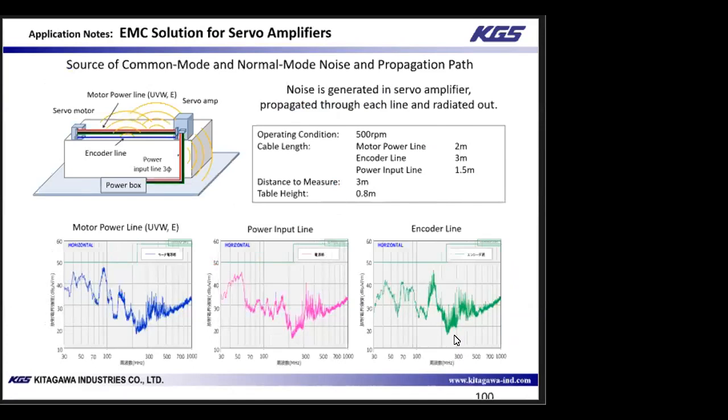So we'll look at the noise propagation path in this configuration. In this system, there are three types of cables: the motor power line, the encoder line, and the power input line. The power device within the servo amp is the noise source, and the noise travels through each cable and radiates out. The noise radiating from each of these cables was isolated and measured, and the noise level results are shown in these three charts. It was found that the noise emission from the motor power line was the highest among the three cables. So we'll focus on the motor power line and how different solution methods can help to reduce noise.